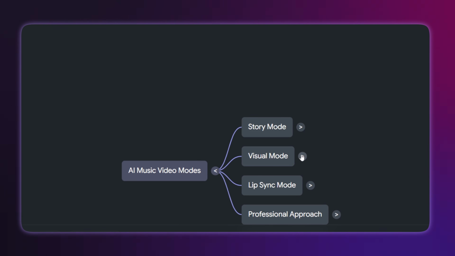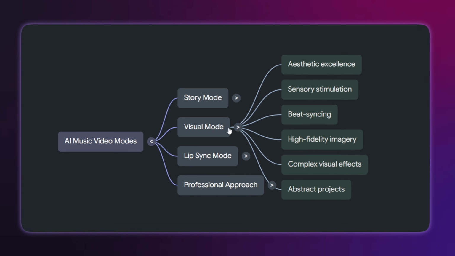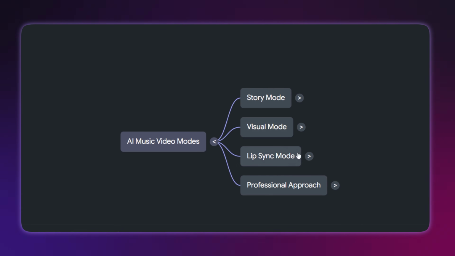Visual mode prioritizes aesthetic excellence and sensory stimulation. It excels at beat syncing, ensuring that transitions and visual elements align precisely with the music's rhythm. This mode is highly recommended for abstract projects or sequences that rely heavily on complex visual effects and high-fidelity imagery.